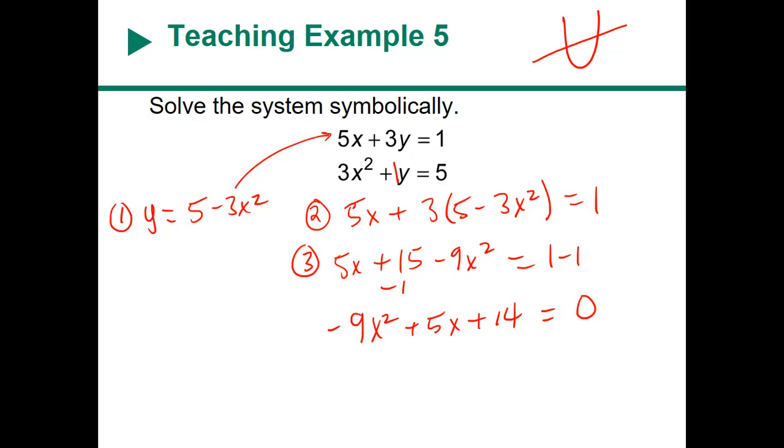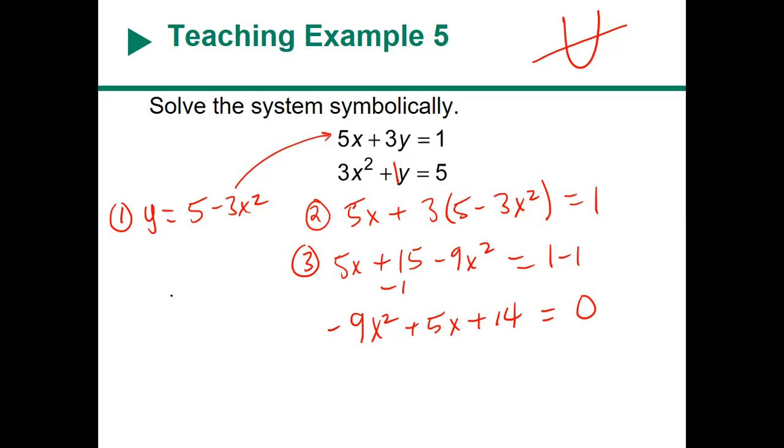So 126. What are the factors of 126? 2. That's all I know. 2 and 63. Yeah. That's not important. 9 and 14. Can a combination of 9 and 14 make 5x?